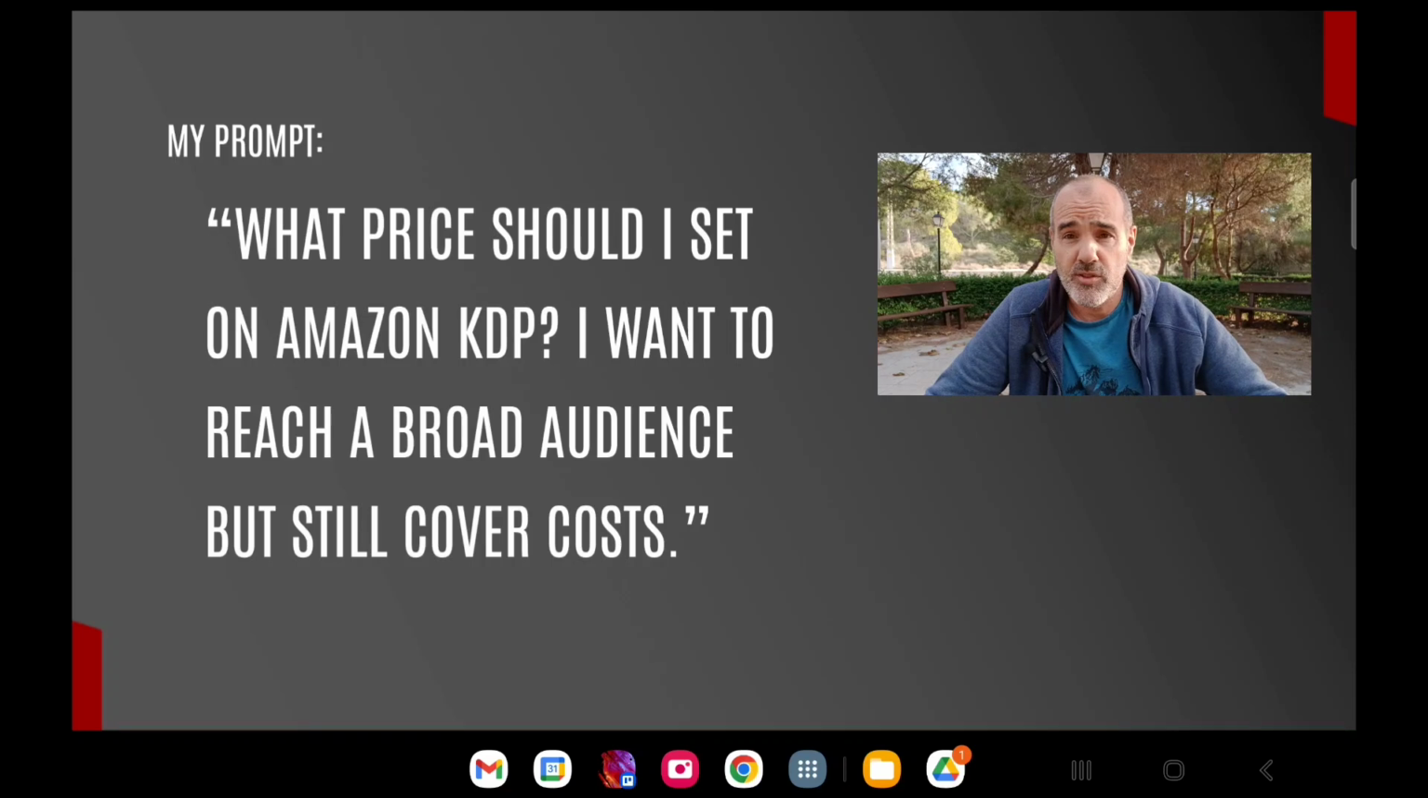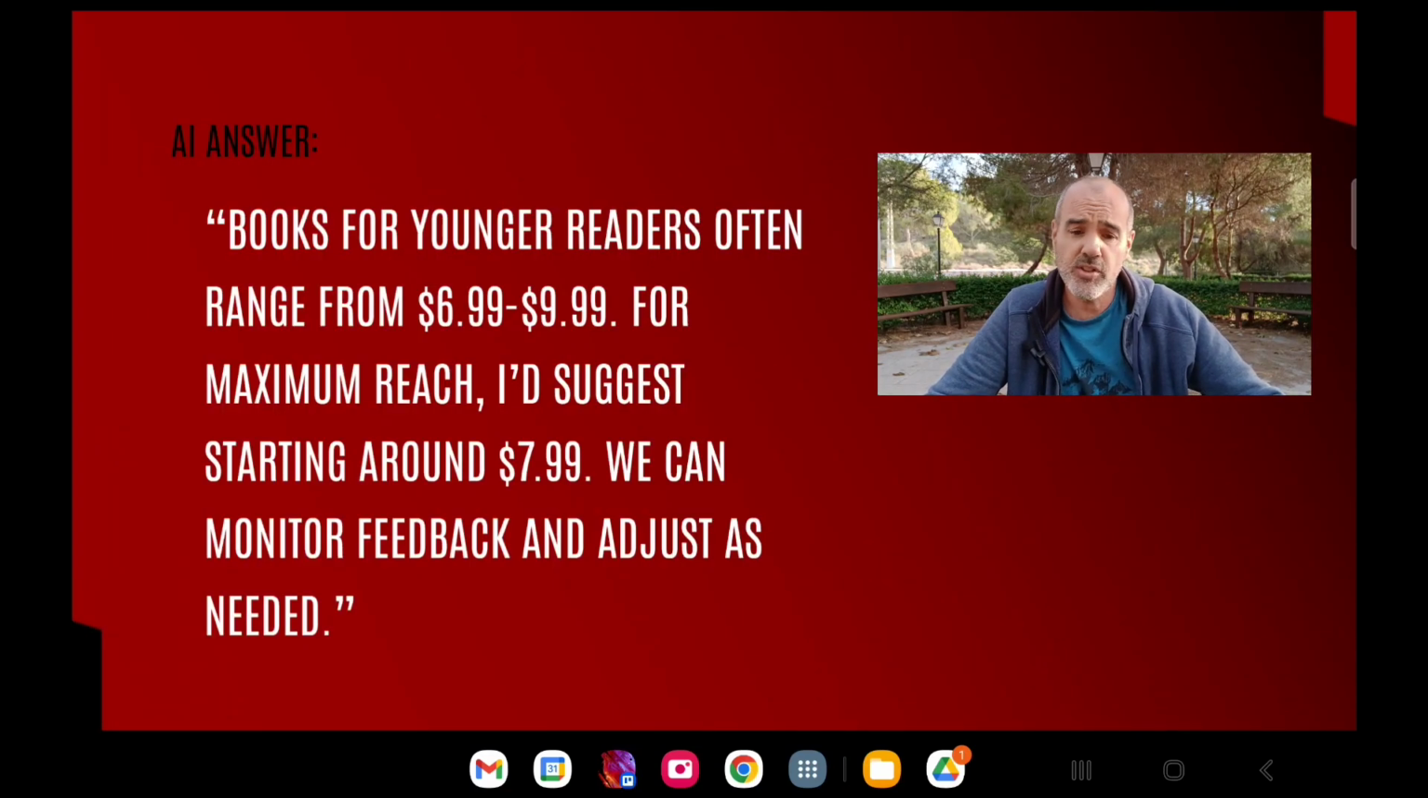Then he helped me also with marketing. What price should I set on Amazon KDP? I want to reach a broad audience, but still cover costs. Books for younger readers often range from $6.99 to $9.99 for maximum reach. I'd suggest starting around $7.99. We can monitor feedback and adjust as needed.